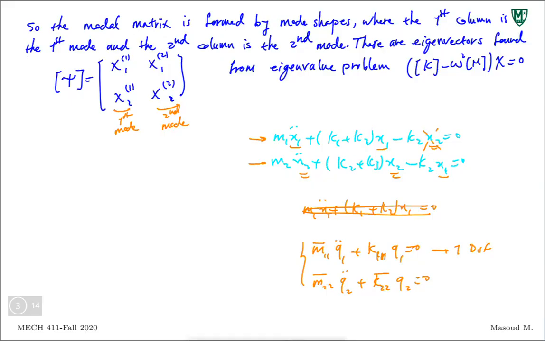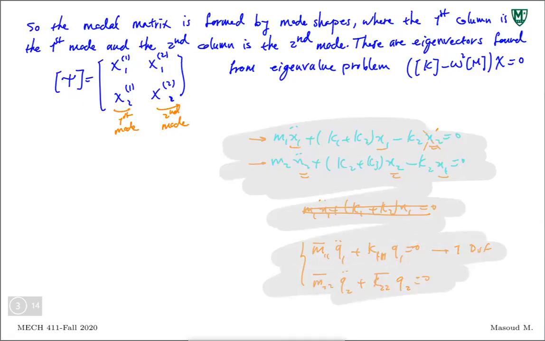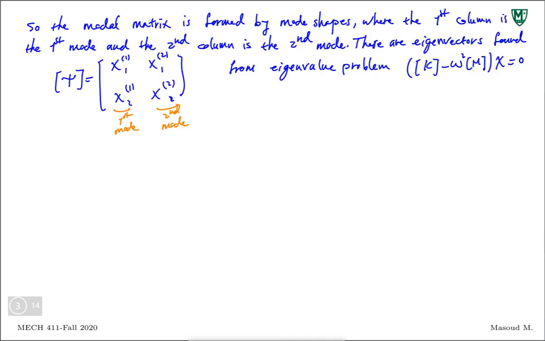You can solve that. We already know this. This is mx double dot plus kx equal to 0, and that's why we make that transformation. So you'll see how this works. Let me show you. So let's replace that. Let's plug in the equation star into the equation of motion.